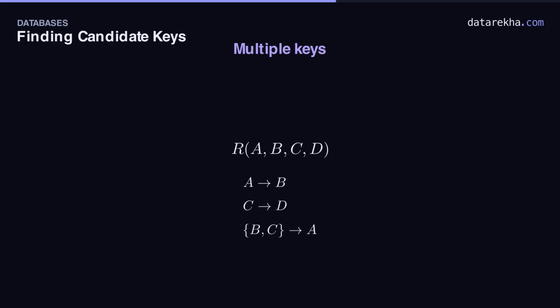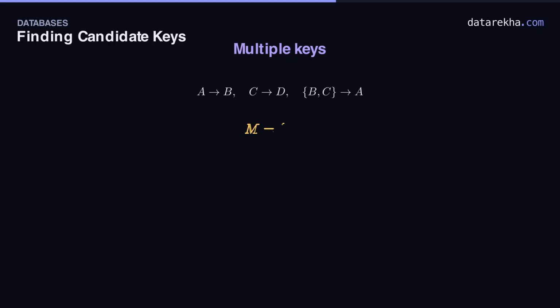A gives B, C gives D, and B and C together give A. Watch the shortcut do the heavy lifting. Classify first. A is on both sides, so O. B is on both sides, O. C sits on the left twice and never on the right, so M. And D is right only, so N. C must be in every key, D in none.